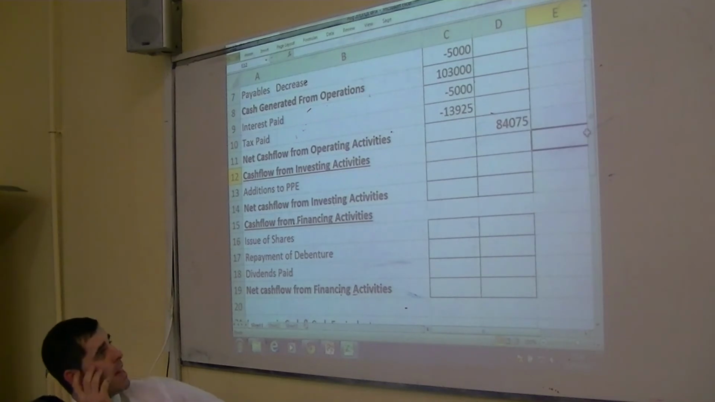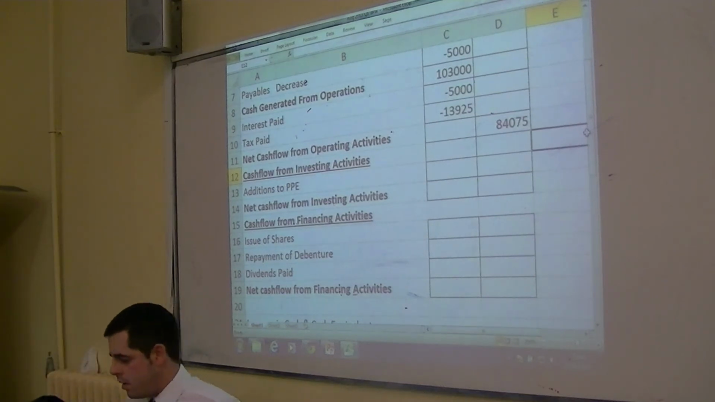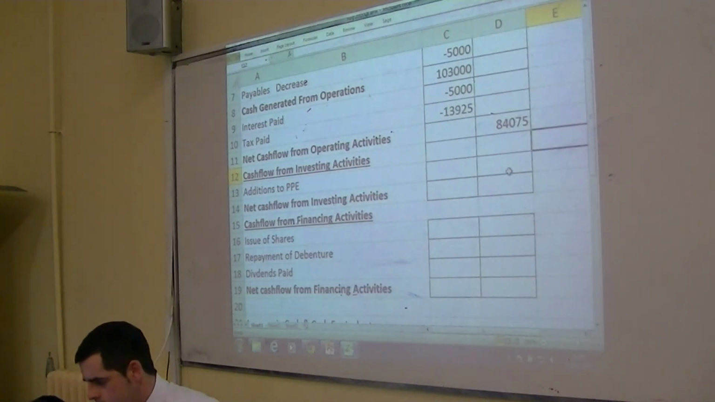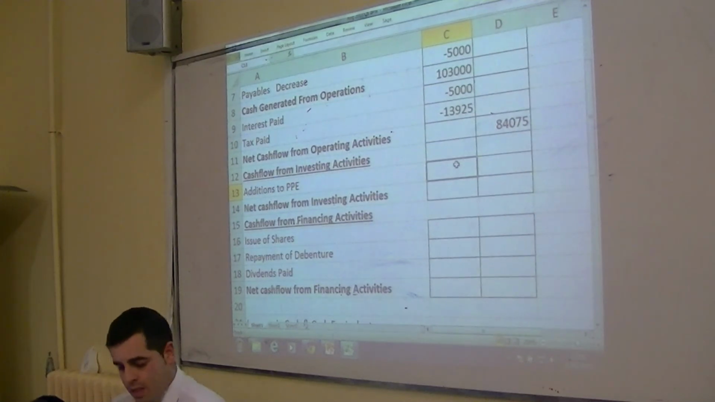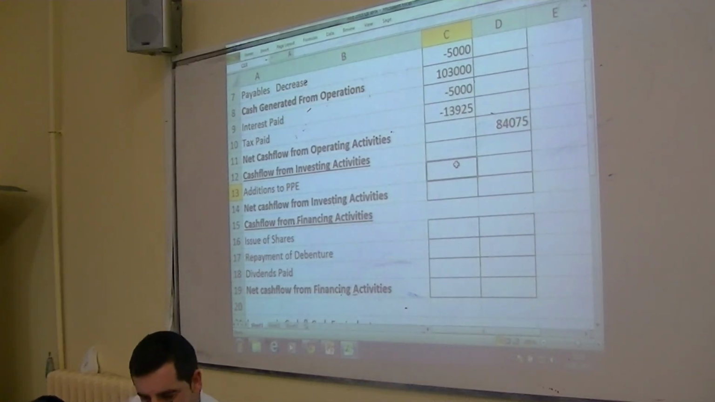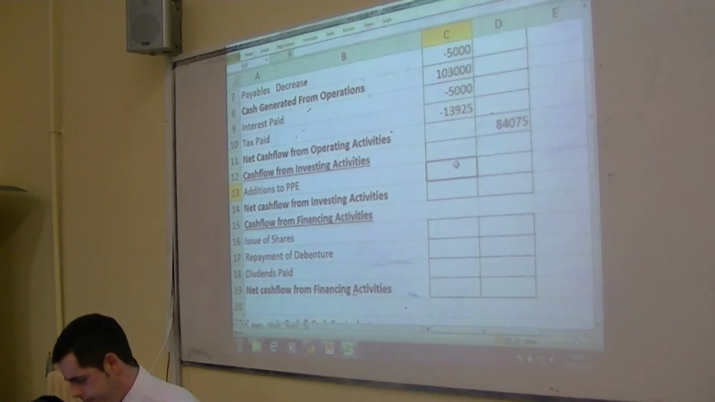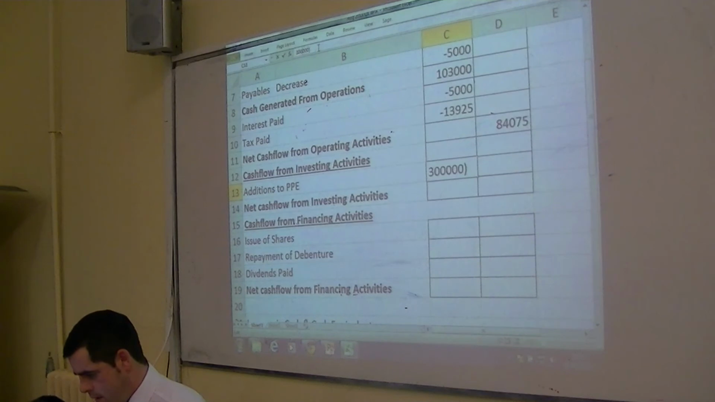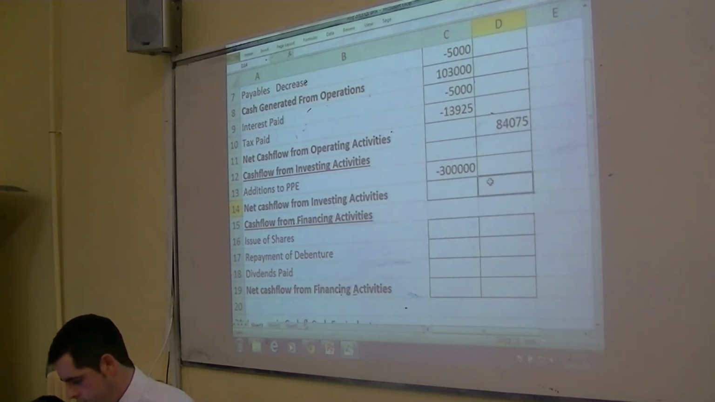So we work that out, we fit in that 13,925, so net cash flow from operating activities is 84,075. Okay. Next thing is our additions. Now we said we're not giving any notes at all on property and equipment, so all you can do is just take a difference. If you look at your warehouse, it has gone from 1.2 million up to 1.5 million, so that's an increase of 300. So it's obviously a slight negative. So, net cash flow from investing activities, -300.